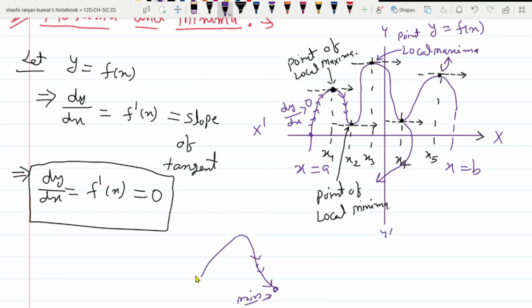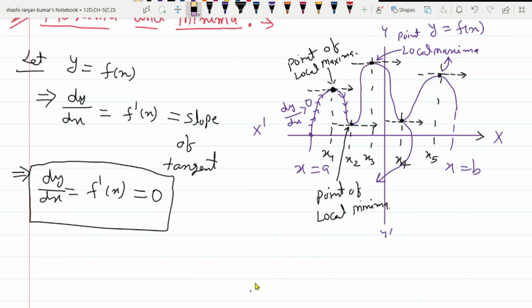But if the graph is in increasing mode, then after this you will get the maximum value. Means we can check the sign of dy by dx, where it is positive and where it is negative. So after a positive sign we will get the maximum value, after a negative sign we will get the minimum value. So this is one method to solve this. The double differentiation method I will discuss later, but first we have to learn this.